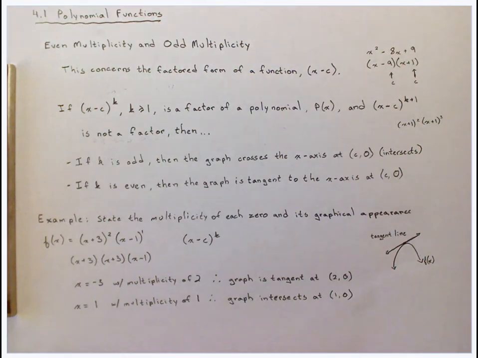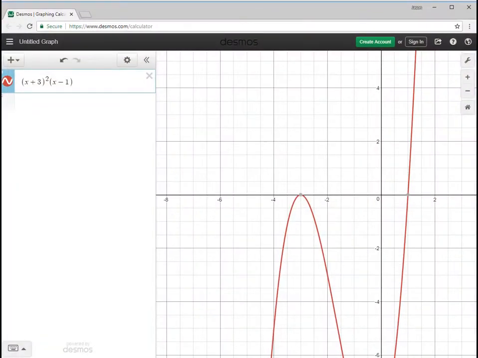So let's look at that as a graph. Here are my points. Whenever x was negative 3, there was a multiplicity of 2, that is even. Therefore, the graph is tangent. The graph goes along, it comes up to where x is negative 3, and it just touches it and goes back. At x equals 1, there was a multiplicity of 1, meaning that the graph will cross the x-axis and intersect it there, at 1 comma 0.